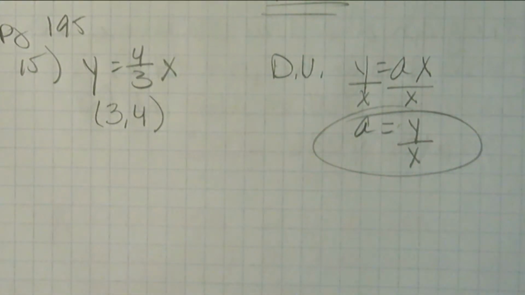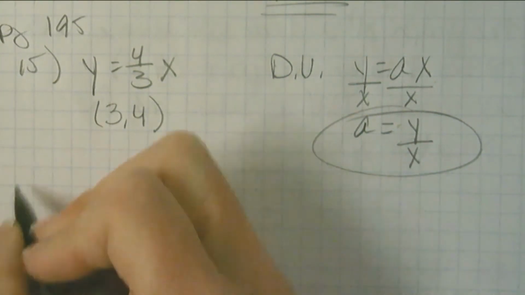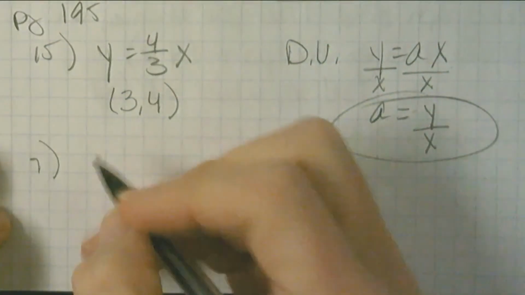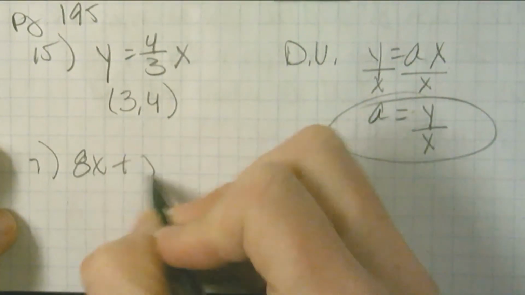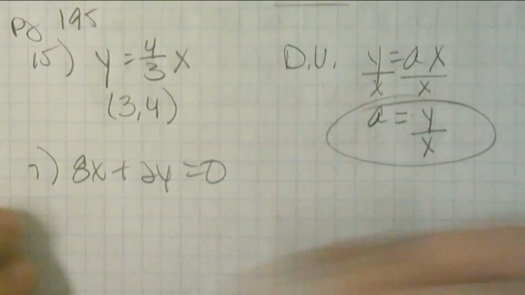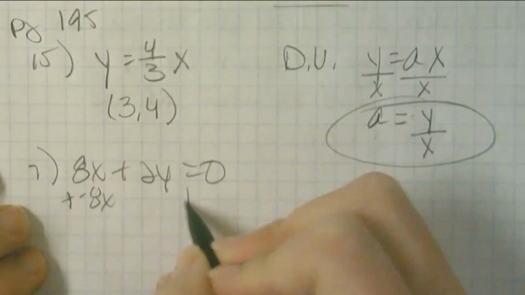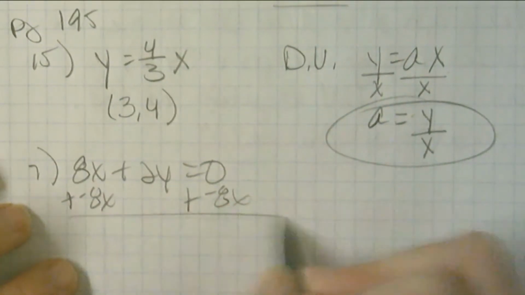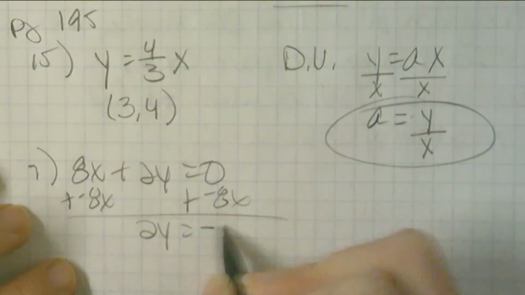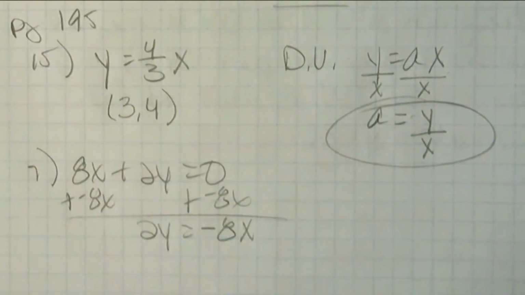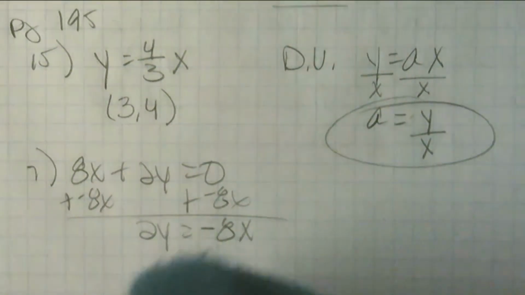Giselle? Okay, so I have this. So we're going to add a negative 8x to both sides. So I end up with 2y is equal to negative 8x, okay? I mean, you can have plus 0, but when you're adding 0 to something, the 0 just goes away, right? All right, go ahead. What were you going to ask?